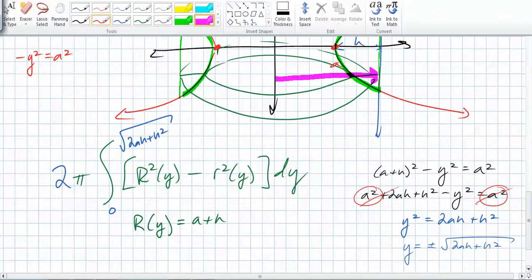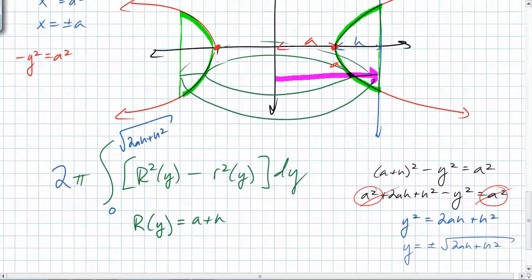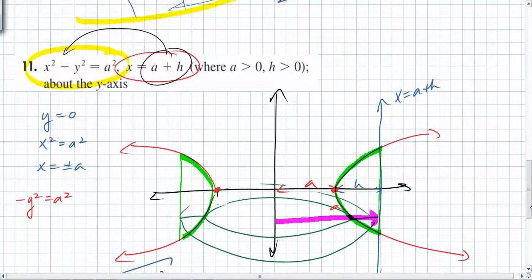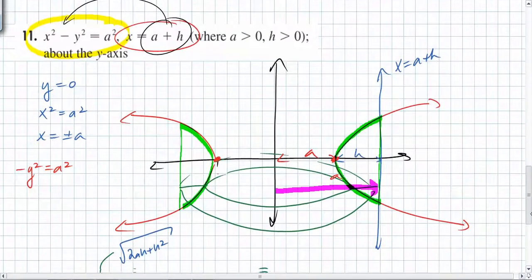You know that this distance right here is a. So what's the distance from the y-axis all the way out to the end? A plus h. It's a constant. It doesn't change. What does change? The function, the green thing, right? The little r. What's the little r equal to? What's r of y? Be careful.